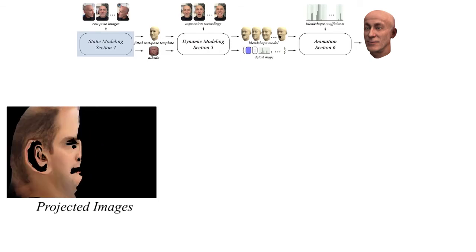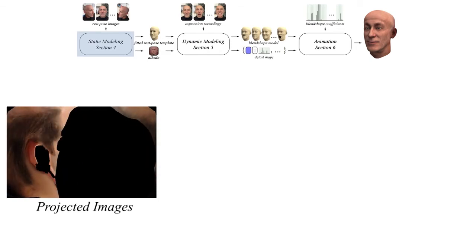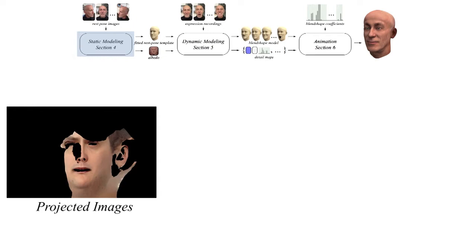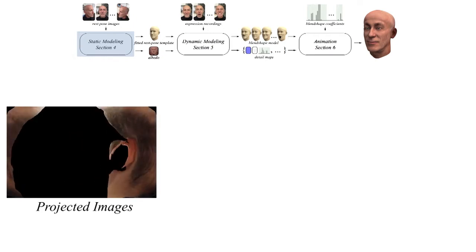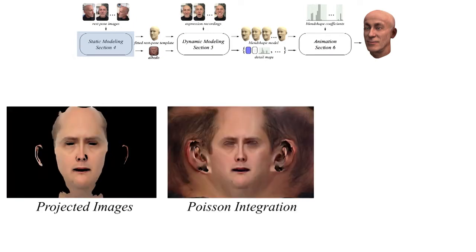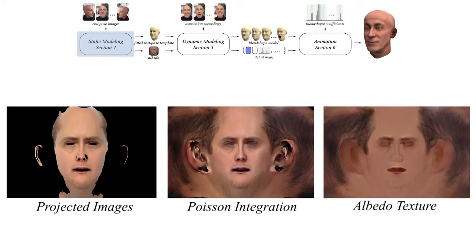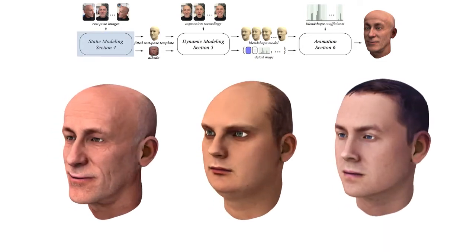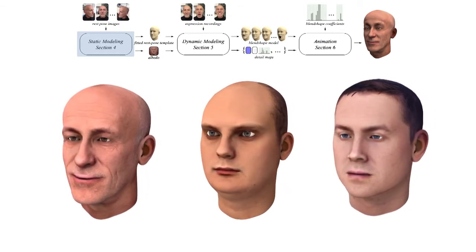The next step in the pipeline is the reconstruction of a high-resolution albedo texture. We first combine all images using Poisson integration. Since the input images contain the specific lighting of the recording environment, we apply an optimization to factor out the illumination. Missing parts of the texture are filled in using an in-painting algorithm. Please see the paper for more details. Here are some examples of the output of the static modeling phase.